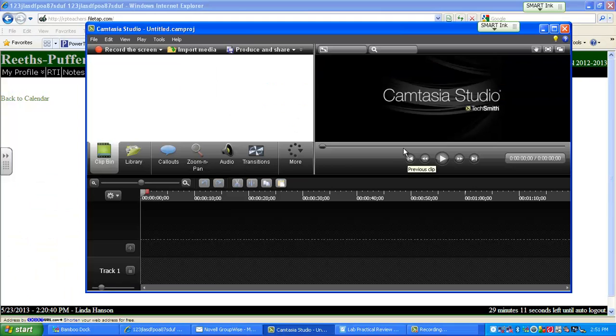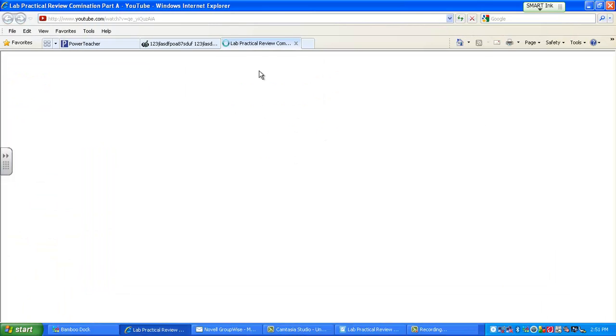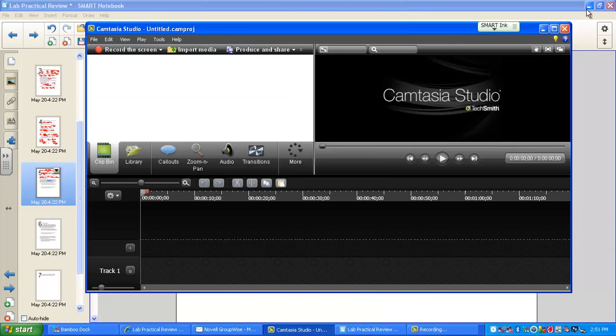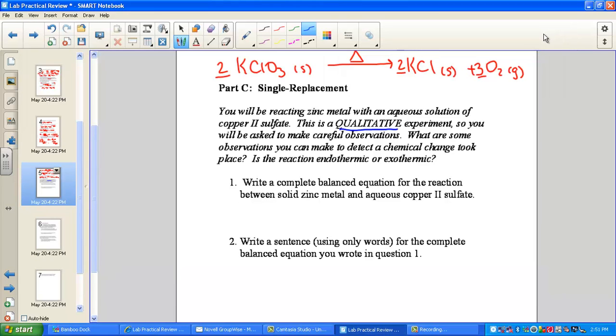How can you detect a chemical change took place? So when we think about observations to let us know a change took place, come up with at least 2 of them for each one of these components. So first of all, let's write a balanced equation for solid zinc with the solution of copper 2 sulfate.